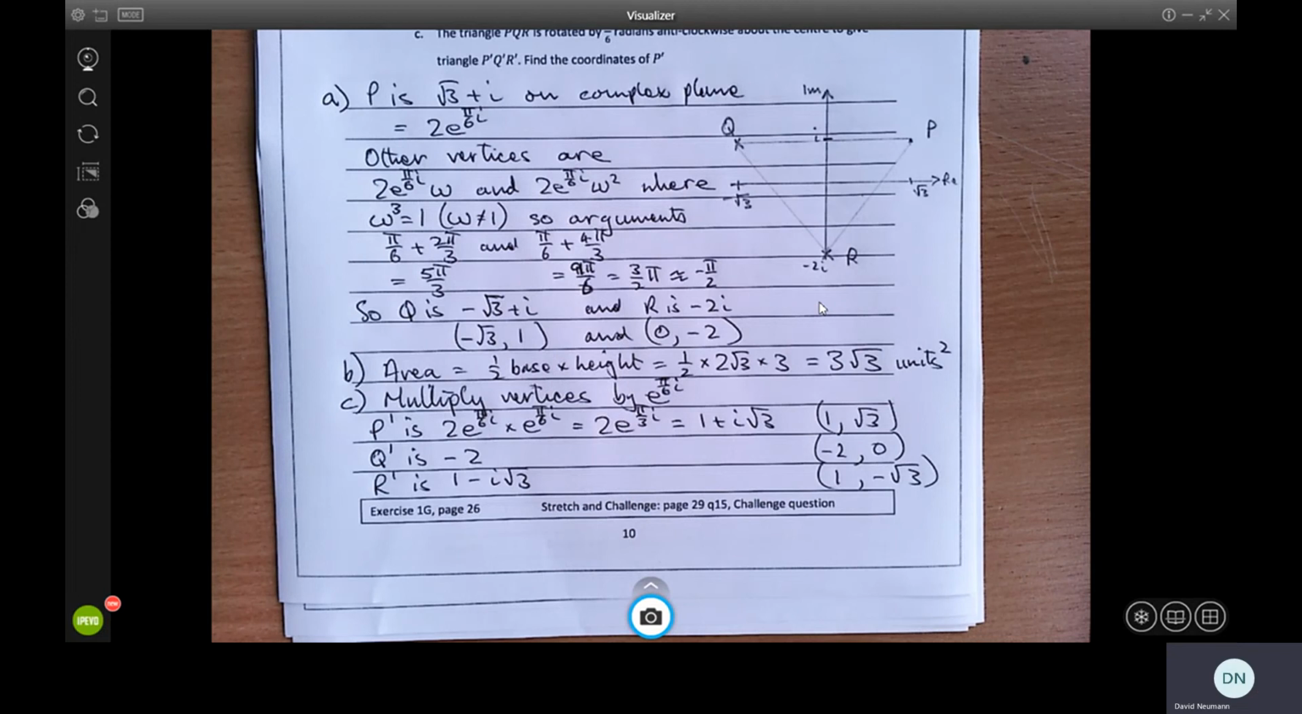Right, that's it for this section on complex numbers. You do need to do some practice of these geometric problems, but thank you for listening, and we'll leave it there for now.